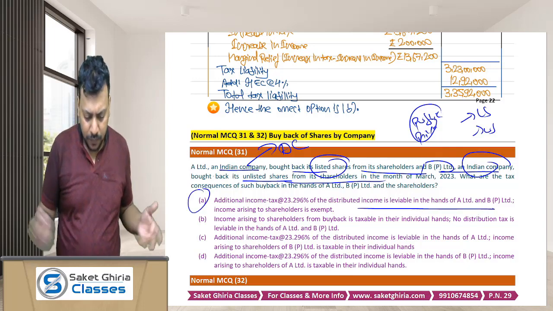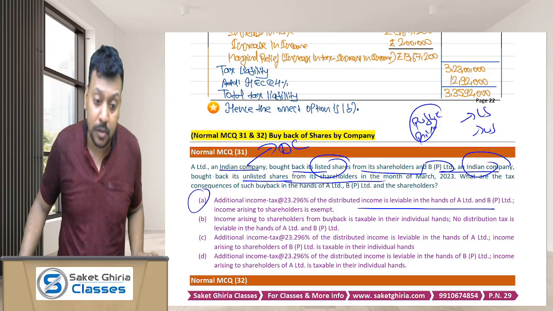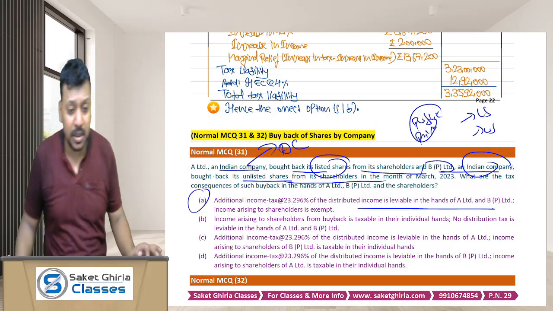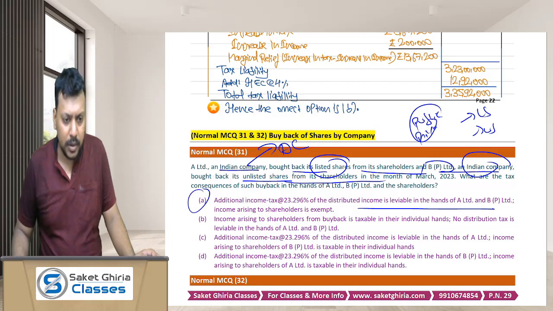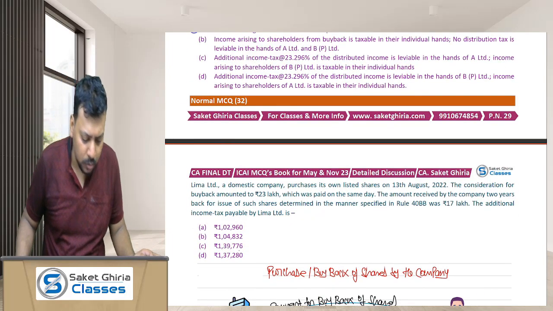Okay, so the first option is correct, that income in the hands of shareholders would be exempt and companies have to pay the additional income tax at the rate of 23.296%. So moving to question number 32.